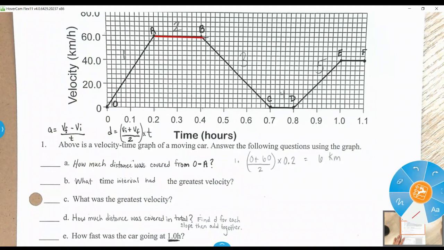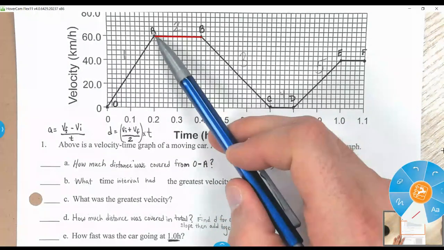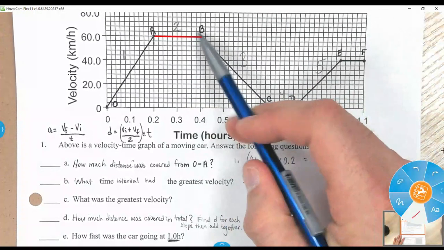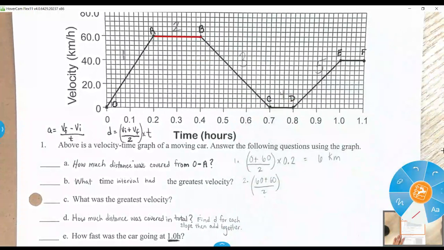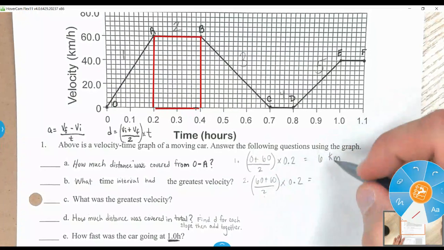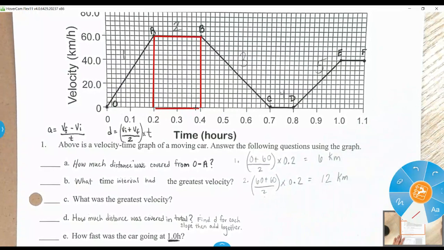For line segment 2, same kind of idea. Initial velocity at the start of this is 60. The final velocity at this is 60. Divide that by 2. And how long were you moving for? It starts here at 0.2 hours, and then it goes to 0.4. So the time is 0.2 again. Multiplying this out, you're going to get 12 kilometers.